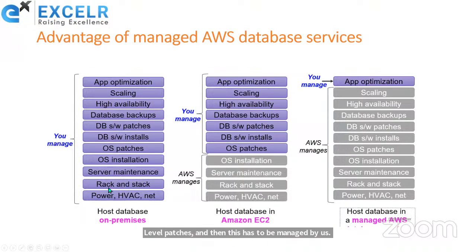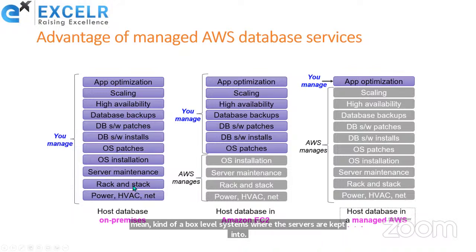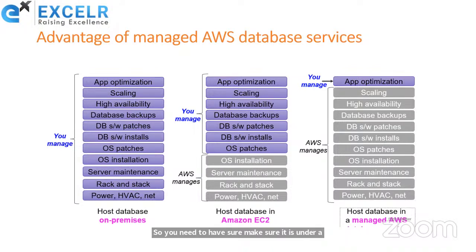Racks and stacks. Racks are box-level systems where the servers are kept. You need to make sure they have proper electricity available, with air conditioning and cooling systems as well, so that servers work in a proper cooling environment. And the power, cables, and all the physical infrastructure. All these things you need to manage if it is on-premise.